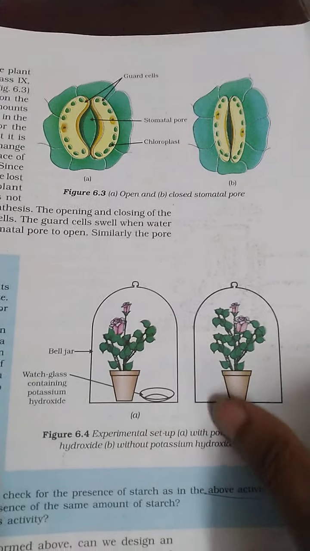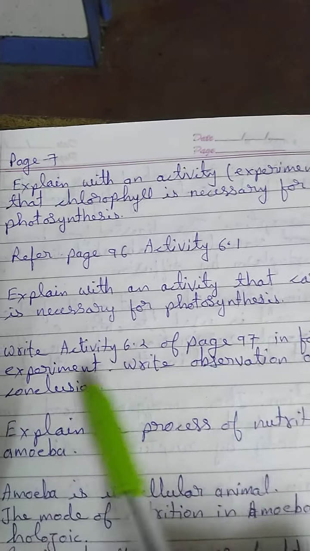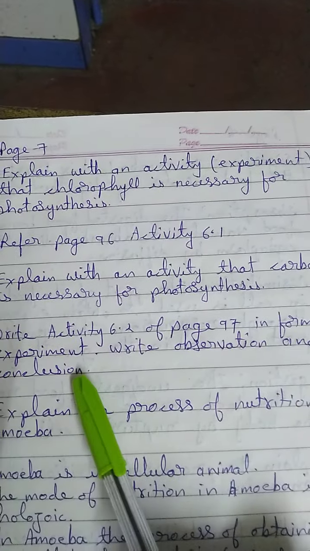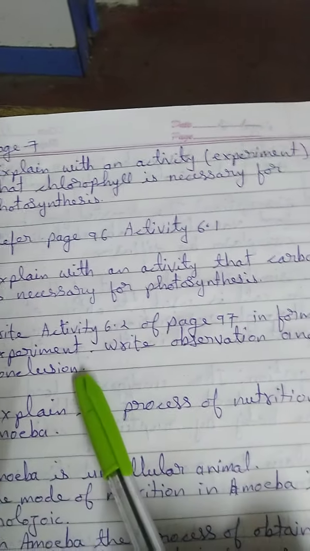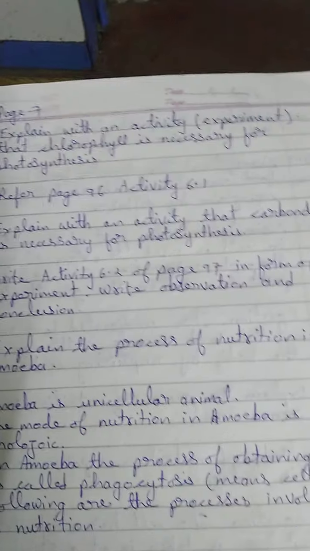So carbon dioxide is necessary for photosynthesis, and this can come as a question. You have to write it this way: Explain with an activity that carbon dioxide is necessary for photosynthesis. Write activity 6.2 of page 97 in the form of an experiment, and write the observation and conclusion too from the activity. Now our next topic is: explain the process of nutrition in amoeba.